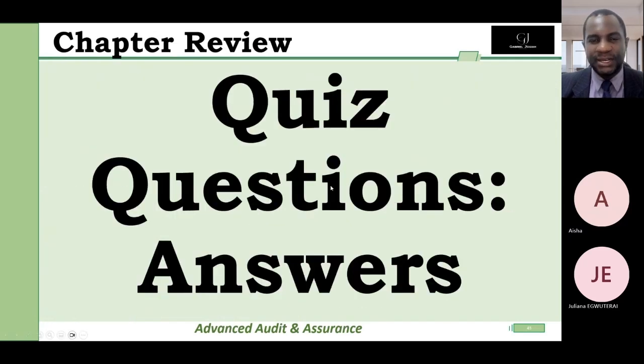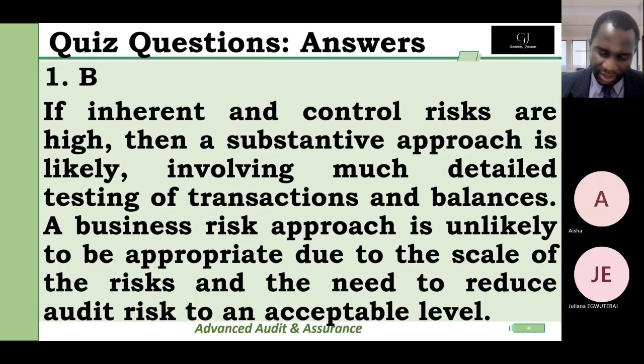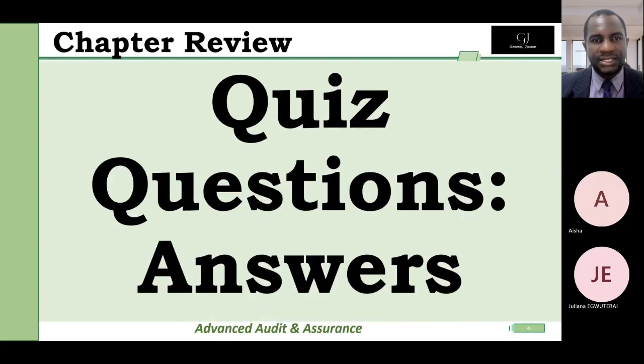Okay, so judgment day. Let's see our answers. Number 1, J got it, B. A failed it, A. B: if inherent and control risk are high, then a substantive approach is likely, involving detailed testing of transactions and balances. So a business risk approach is unlikely to be appropriate due to the scale of the risks and the need to reduce audit risk to an acceptable level.